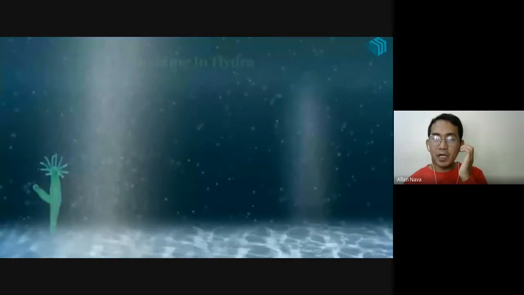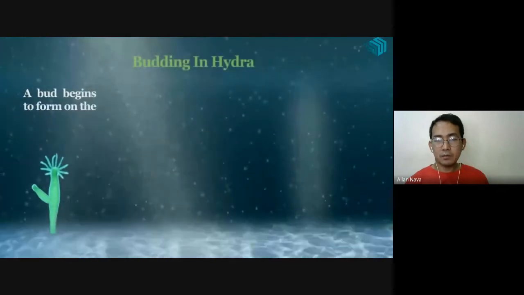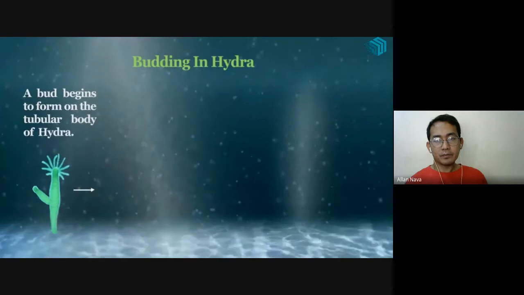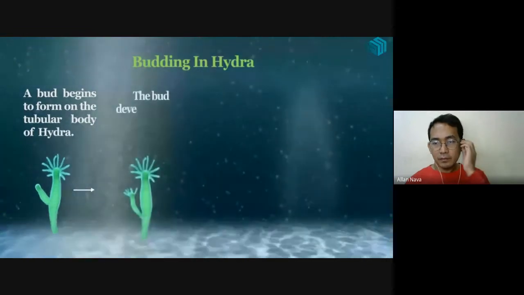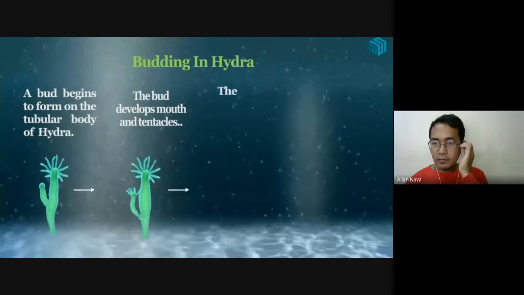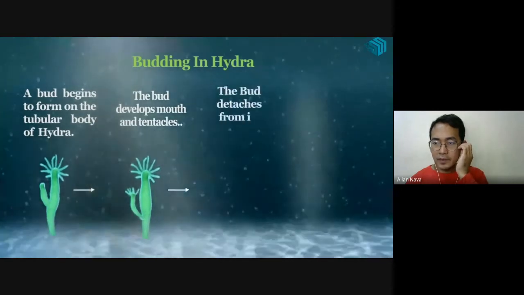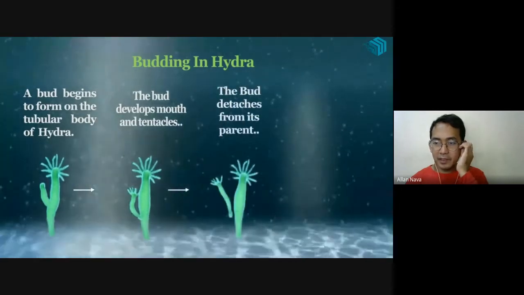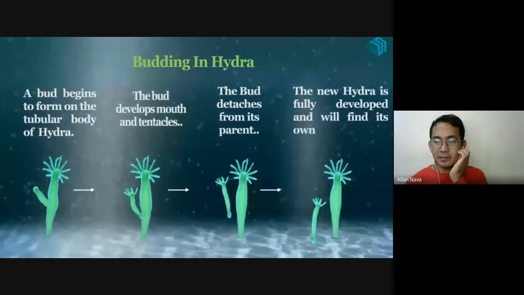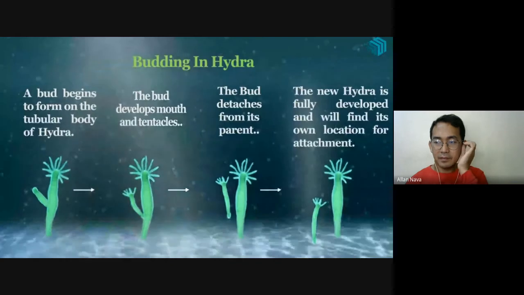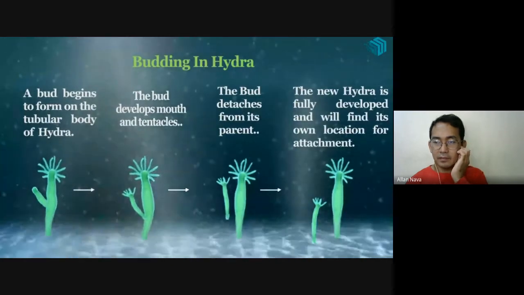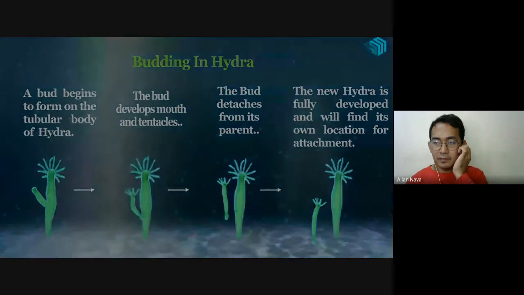Budding, from the word bud, B-U-D. On the tubular body of an adult hydra, the bud develops a mouth and tentacles. The bud detaches from its parent. The new hydra is fully developed and will find its own location after it detaches from the parent and develops into a new individual.